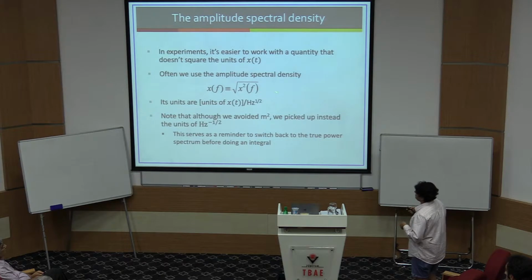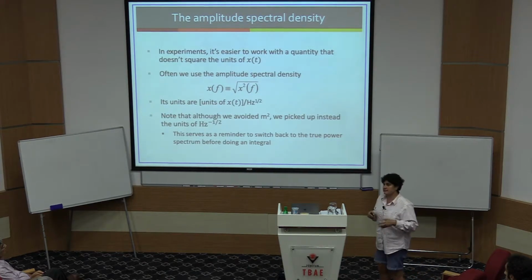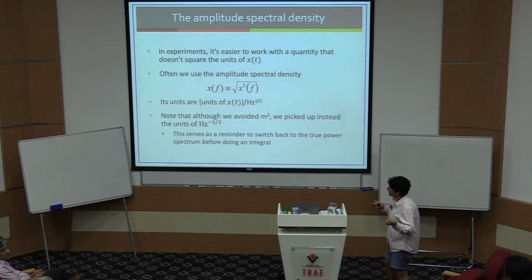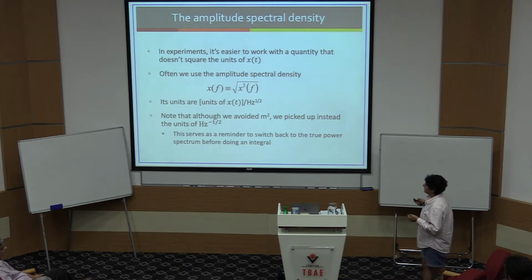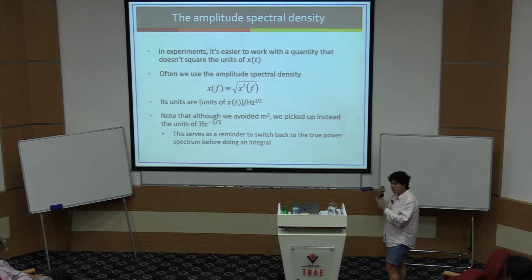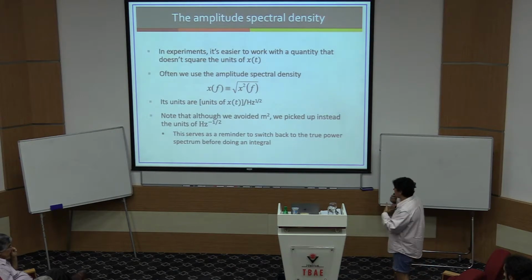The reason we do that is that if you think about displacement as an experimentalist, you measure things in meters. You don't measure in meters squared. So people like to use the amplitude spectral density. But of course, now you have this other annoying thing, which is what is a square root of Hertz? But that's okay. It just tells us you have to continuously be reminded that when you want to do real units, you have to switch back to the true power spectrum.